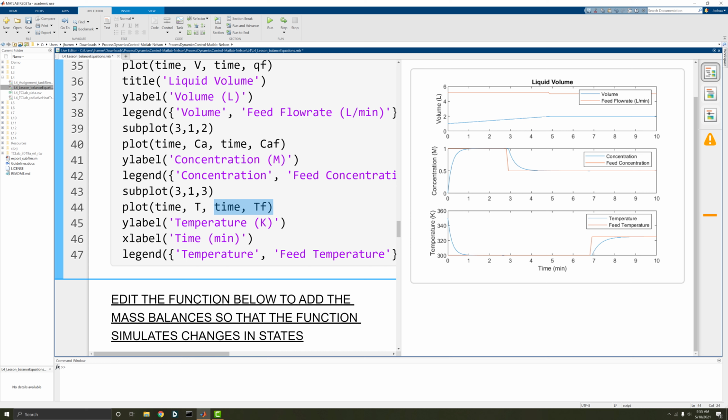So that does it for this lesson. We've discussed balance equations, and then we've looked at using those balance equations to simulate this mixer.